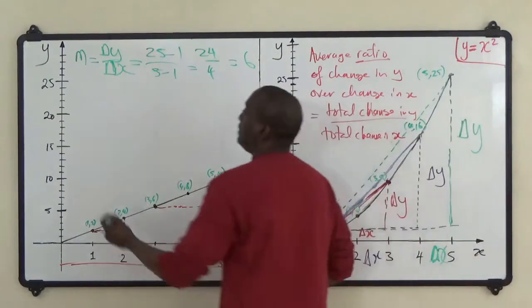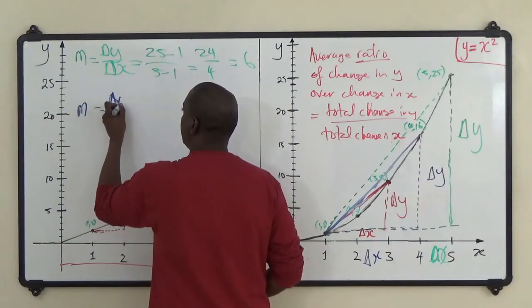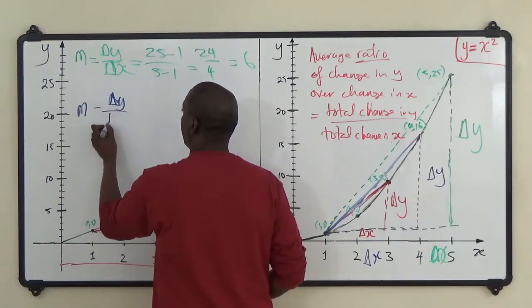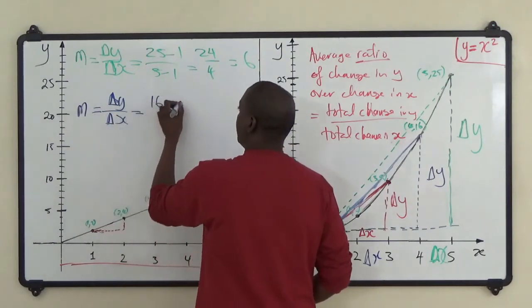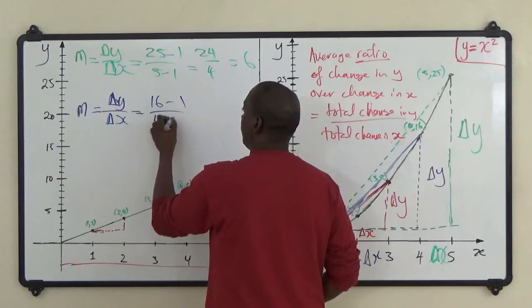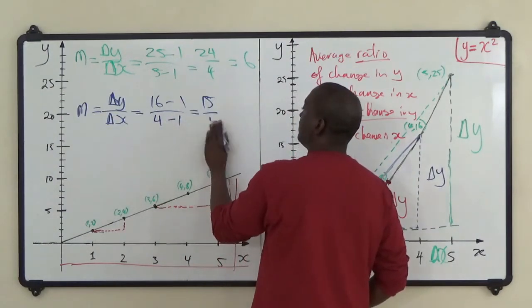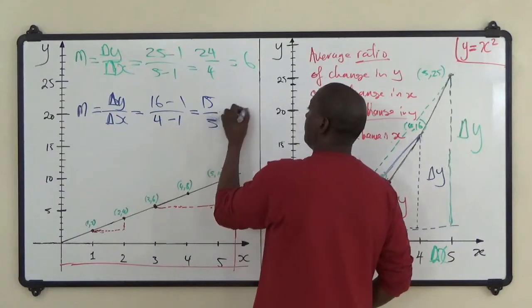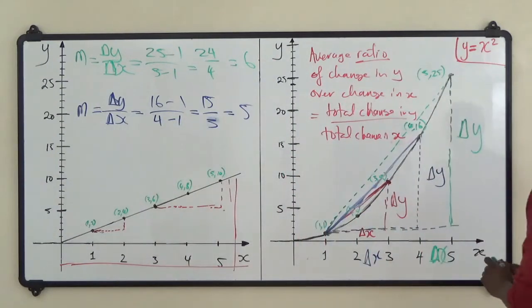The m in blue is equal to change in y over change in x, which is equal to 16 minus 1 over 4 minus 1, which is equal to 15 over 3, which is equal to 5. Different gradient. And then we come down to our good friend in red now.